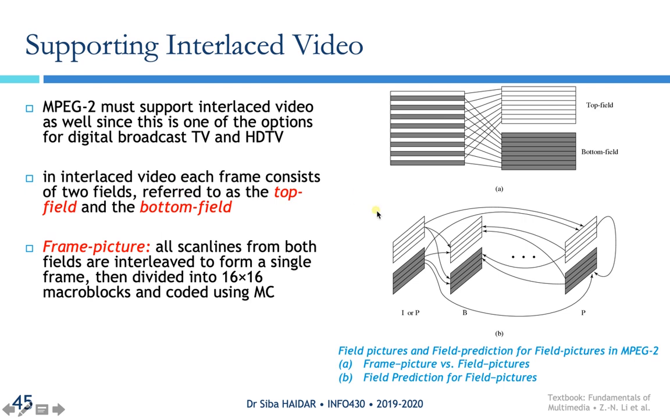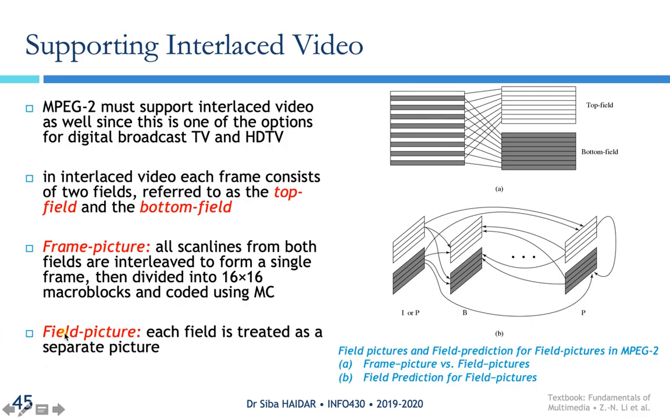If you use the frame picture, this means you join the fields and you constitute one frame again. So all scan lines from both fields are interleaved to form a single frame, and then it is divided into 16 times 16 macroblocks and coded using motion compensation. Next, field prediction for field pictures in MPEG-2. Inside A, you can see the frame picture, versus inside B, the field prediction for field pictures.